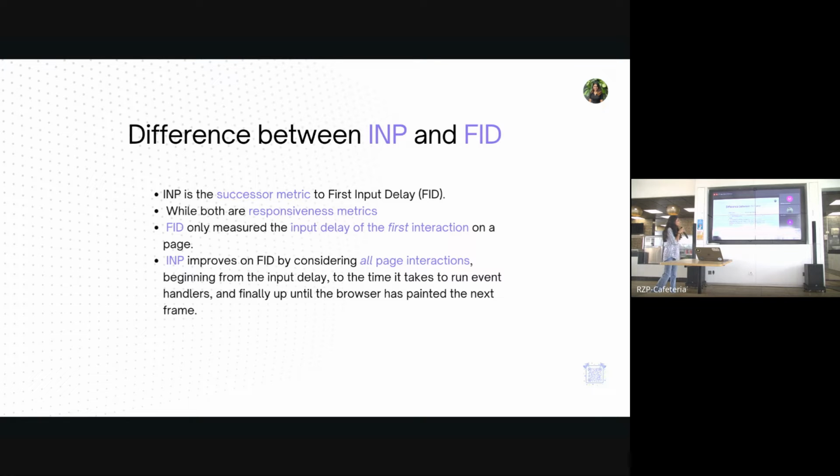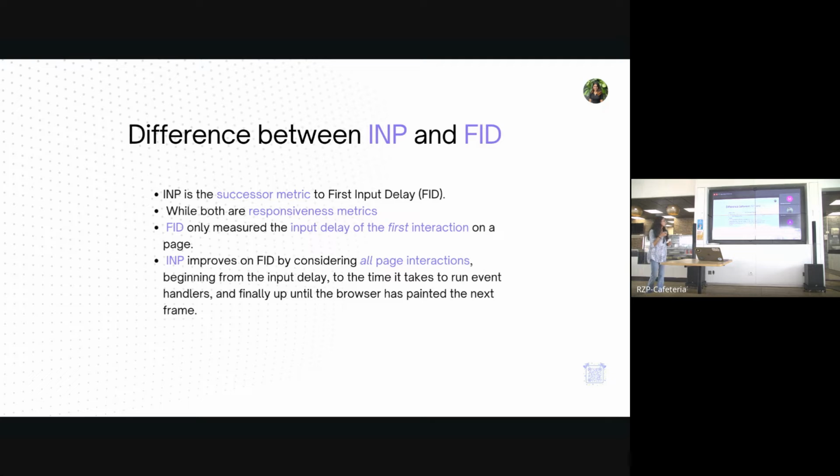Cool. Now, what is the difference between INP and FID, since it replaced it? Consider that both of them are ultimately interactivity metrics. INP is just a better version of FID. It's a successor of FID. How? Both of them are responsiveness metrics, just that FID, as the name says, first input delay, measures the input delay for the first interaction. Whatever first interaction you did on the website, it calculates the FID score according to that.